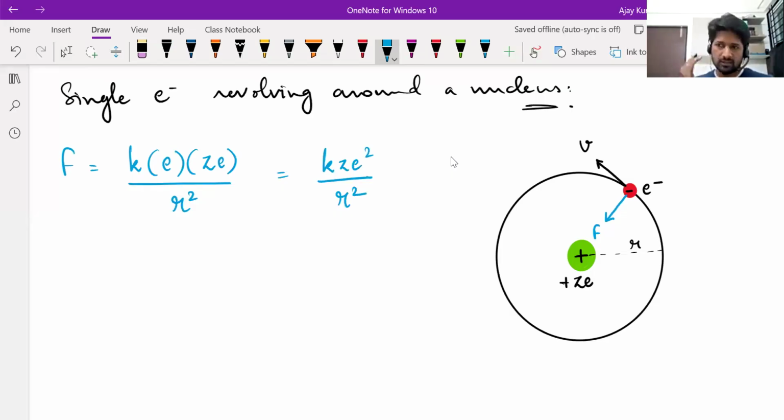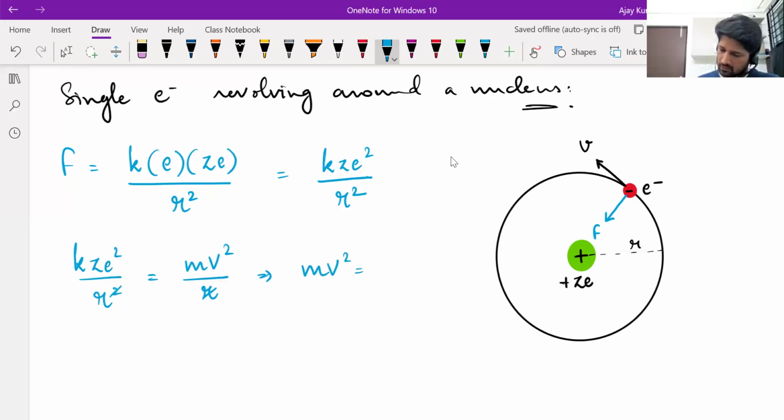If there is only one electron, this is the only force it experiences. If there are more electrons, electron repulsive force also will act on it. For now, we are not considering that. We are considering a single electron revolving around the nucleus. Then this force behaves as the centripetal force acting on the electron. So you can equate this to mv square by r. When r gets cancelled, you get mv square is equal to kZe square by r.